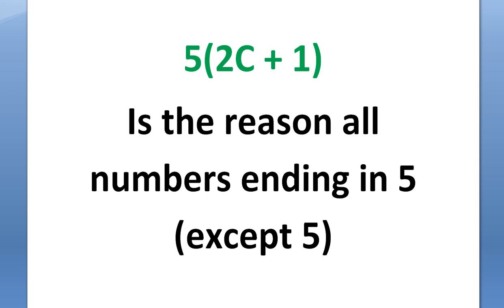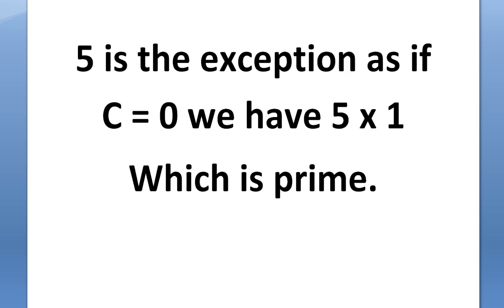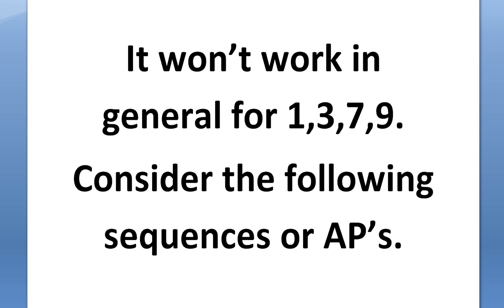So 5 times (2c plus 1) is the reason all numbers ending in 5, except 5, are composite, as they are the product of two integers, namely 5 and 2c plus 1. 5 is the exception, as if c equals 0, we have 5 times 1, which is prime. For all c greater than 0, 2c plus 1 will be greater than 1. Hence, 5 times (2c plus 1) equals 5 times n, with n greater than 1. It won't work in general for 1, 3, 7 and 9.